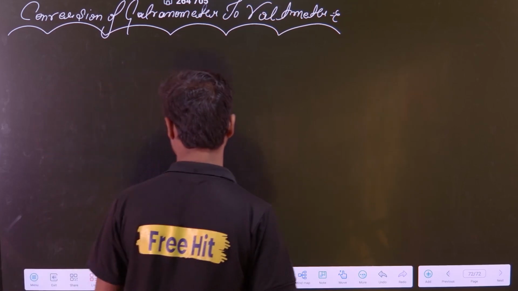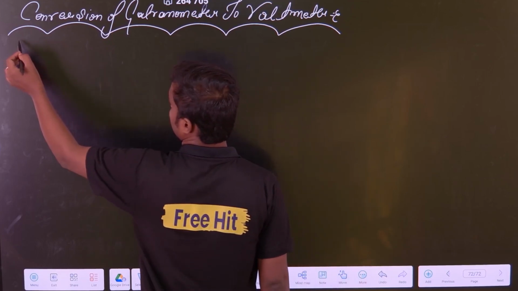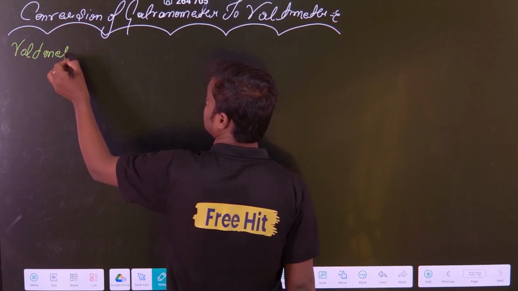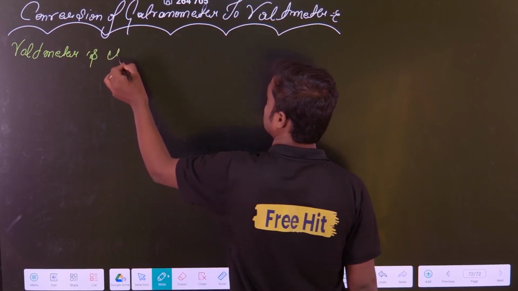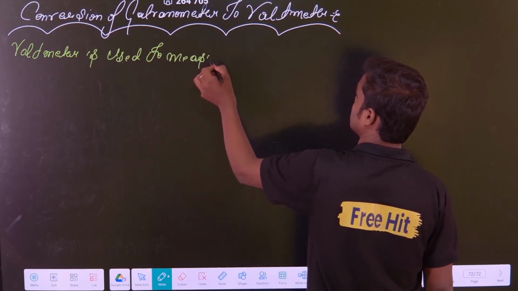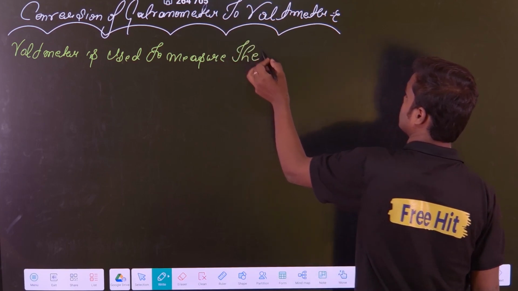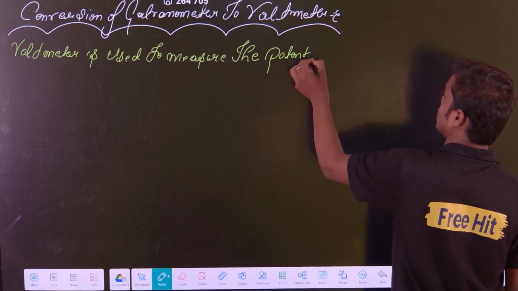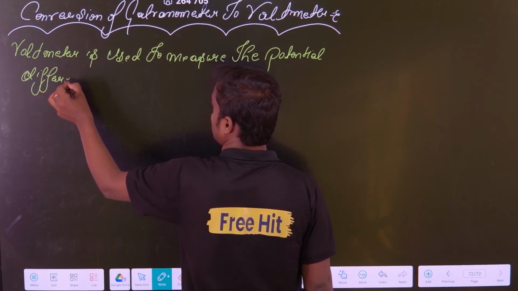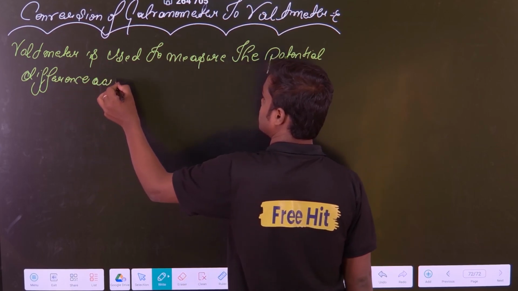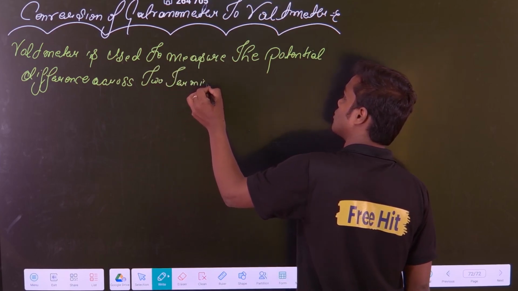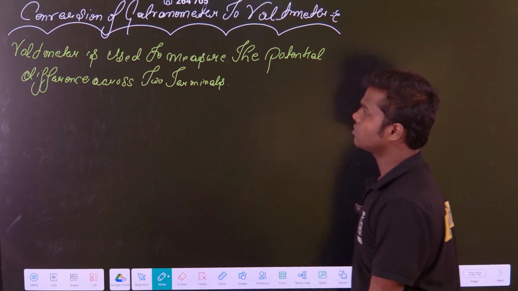See, a voltmeter is basically used to measure the potential difference across two terminals. Okay, that is what is meant by a voltmeter.